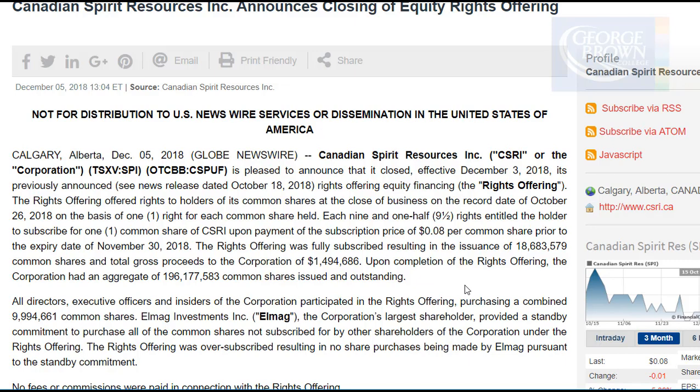Its previously announced rights offering equity financing. Okay, so you can see the rights offering offered rights to holders of its common shares at the close of business on the record date of October 26, 2018, on the basis of one right for each common share held. Each 9 1/2 rights entitled the holder to subscribe for one common share of CSRI upon payment of the subscription price of 8 cents per common share prior to the expiry date of November the 30th, 2018. So these rights would no longer be trading. Those rights might have traded, but by now they would have been delisted.